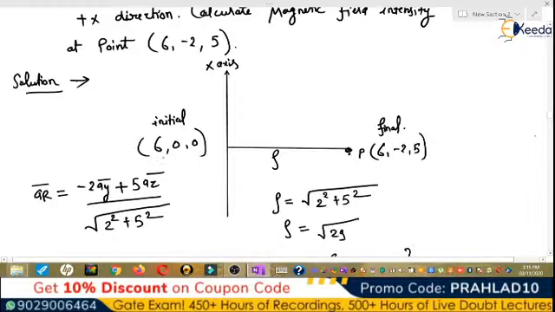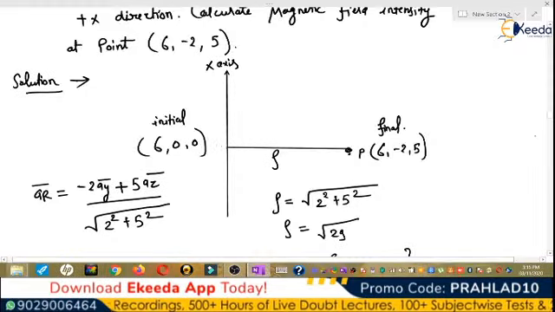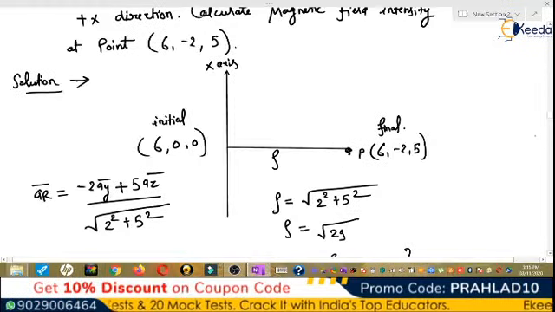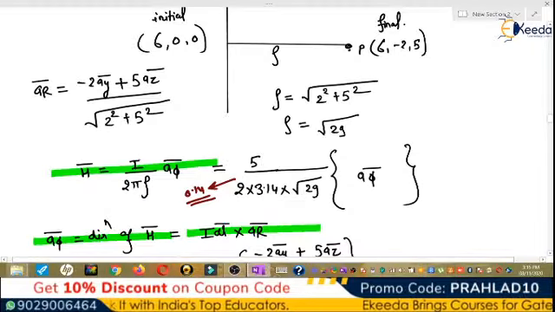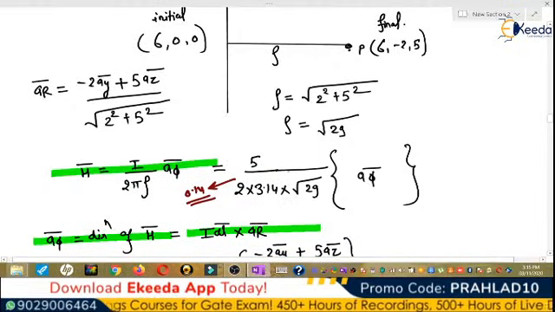So we will take 6 here because we have to calculate the perpendicular distance. So rho, which is the perpendicular distance between this point and this point, is under root of 2 square plus 5 square, which is under root of 29. So AR vector is (minus 2AY plus 5AZ) by under root of 2 square plus 5 square. So the magnitude of H vector is I by 2 pi rho, and the direction is a phi. So 5 upon 2 into 3.14 into rho. Rho is under root of 29 and the direction is a phi.